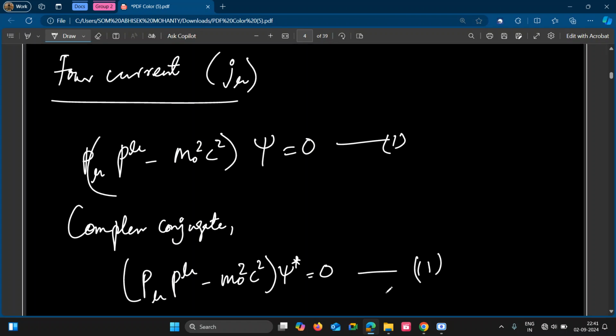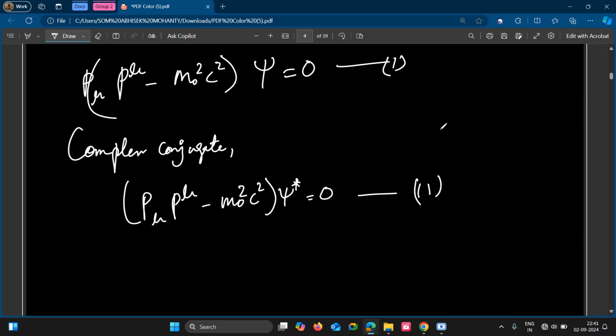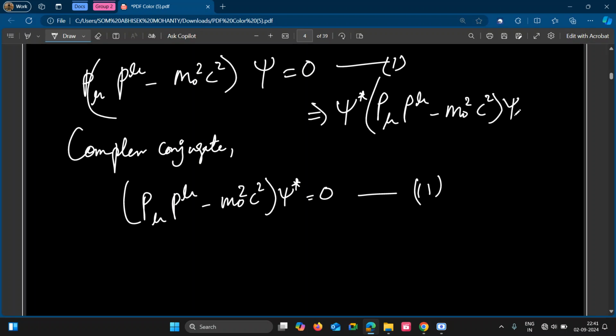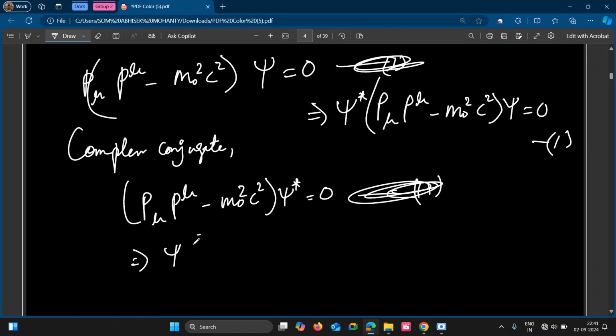So multiplying both the equations from the left, the first by psi star and this one by psi. Okay, so what will I do? Let's multiply here only. Psi star here: psi star (p mu minus m naught square c square) psi is equal to 0. Let's give this equation as 1. And psi here: psi (p mu minus m naught square c square) psi star, that is equal to 0.